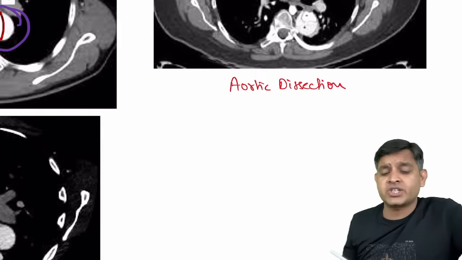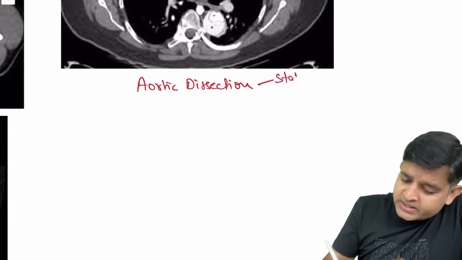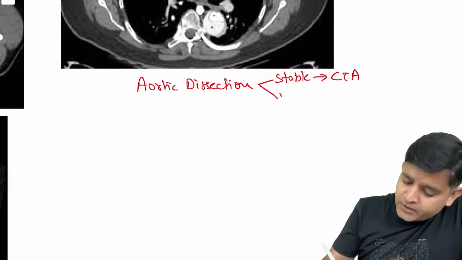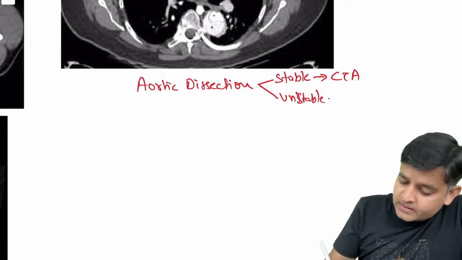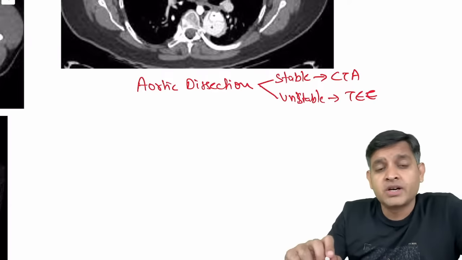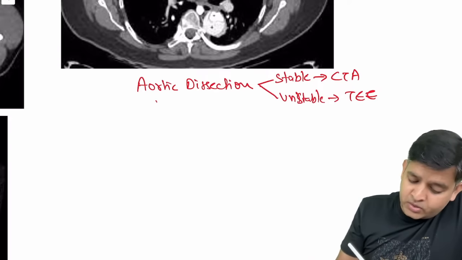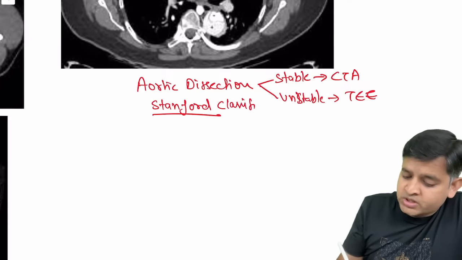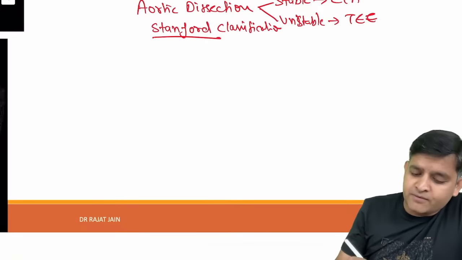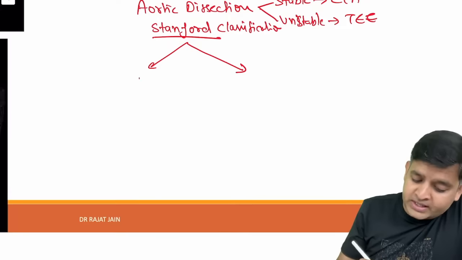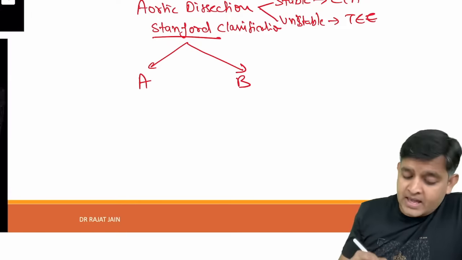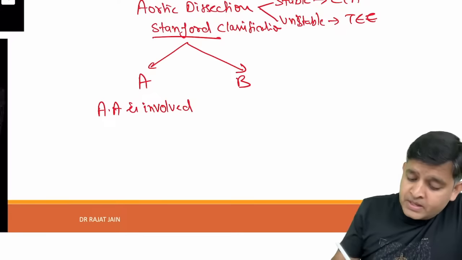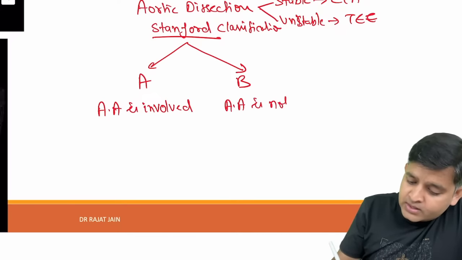Please remember, if the patient of aortic dissection is stable, the investigation of choice is CT angiography. If the patient is unstable, then the investigation of choice is transesophageal echocardiography. Aortic dissection is classified on the basis of the Stanford classification, with two types, type A and type B. A means ascending aorta is involved. B means ascending aorta is not involved.